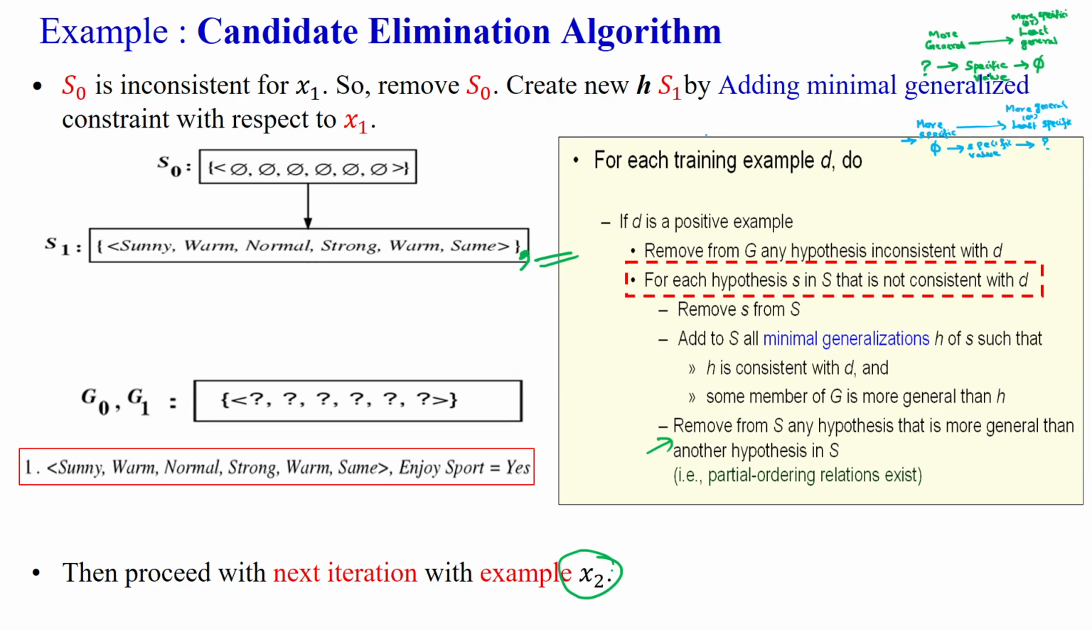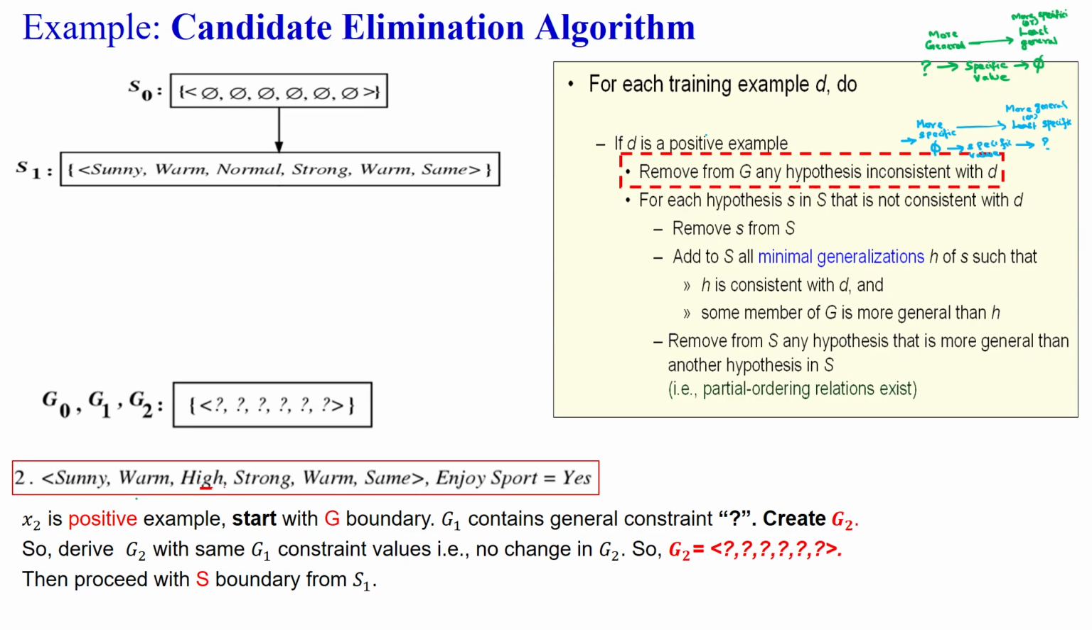Then we proceed to the next iteration by checking whether example number 2 is positive or negative. The second example here is positive, so we go with the true block of the if statement. In the true block of the if statement, we start from the general boundary and check the consistency by comparing.